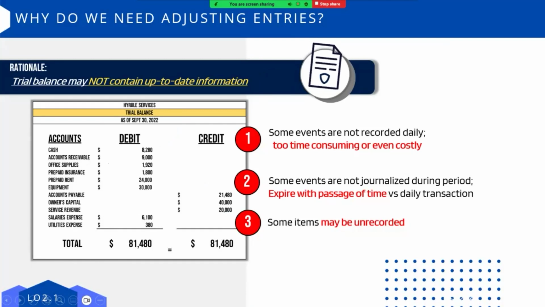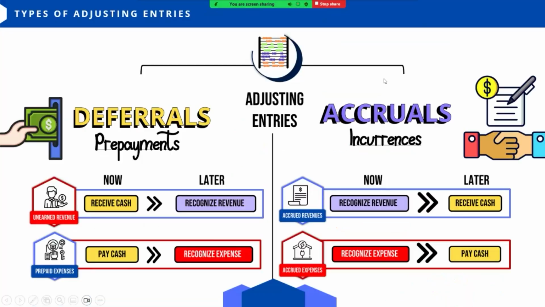So again, these are just some of the reasons why trial balances may not contain up-to-date information. Sometimes it's too time consuming or it might be costly, or sometimes some items may be unrecorded. And therefore, we introduce two types of adjusting entries: our deferrals, which will be our prepayments or cash now, right? And our accruals, our incurrences, or cash later, right? So under deferrals, you have two: your unearned revenue and your prepaid expenses.